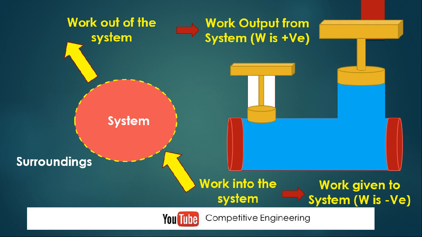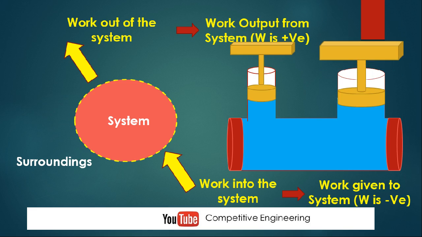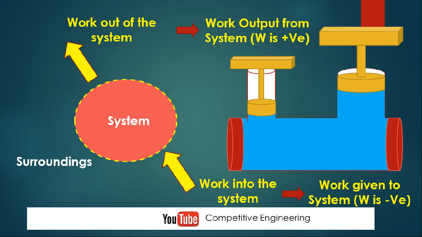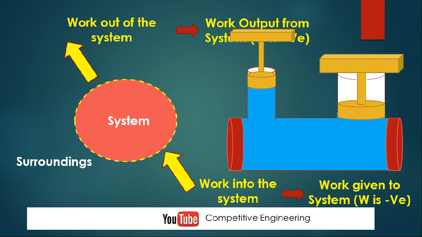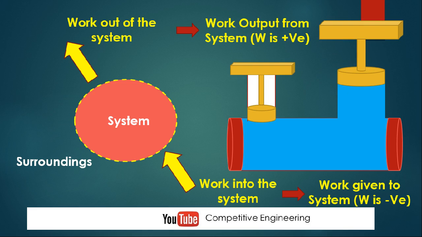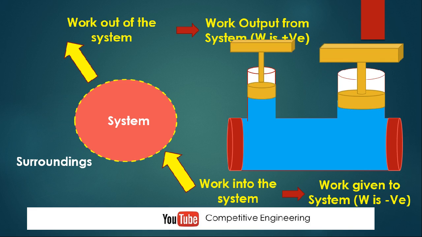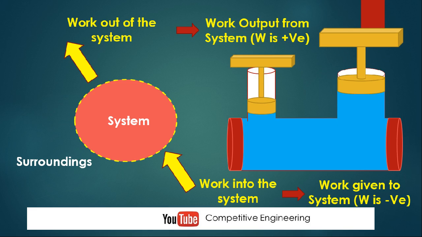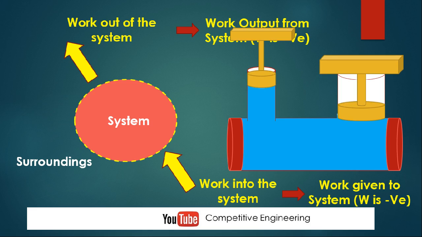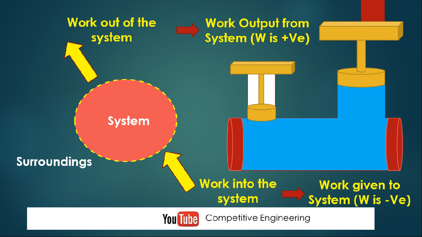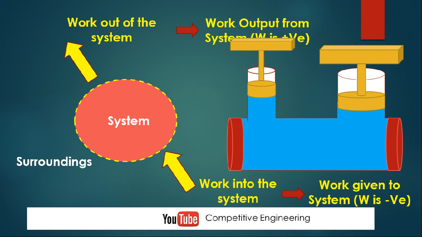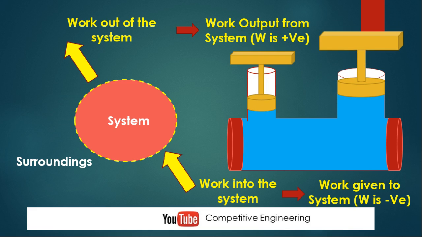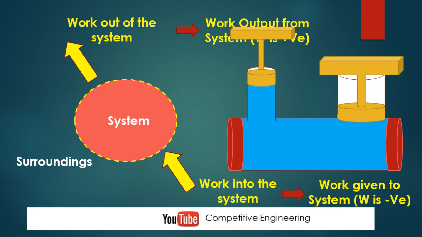This is an example of a system in which we are supplying the work on one side and we are getting the work on the other side. On the left side, when we are applying the work, it is work into the system and W is negative. On the right side, we are getting work output from the system and W is positive. I hope you understand the concept of work transfer between system and surroundings. Work is nothing but energy transfer due to other than temperature difference. If it is because of temperature difference, we will call it heat transfer.